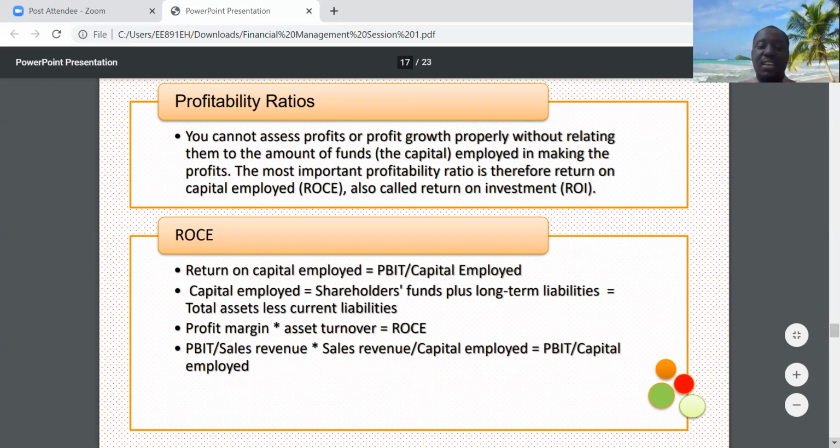Now, if you multiply these two things, you will get your return on capital employed, which is your operating profit divided by your capital employed. Very, very important. What it means is that you are canceling out revenues. Let me show you this real quick.